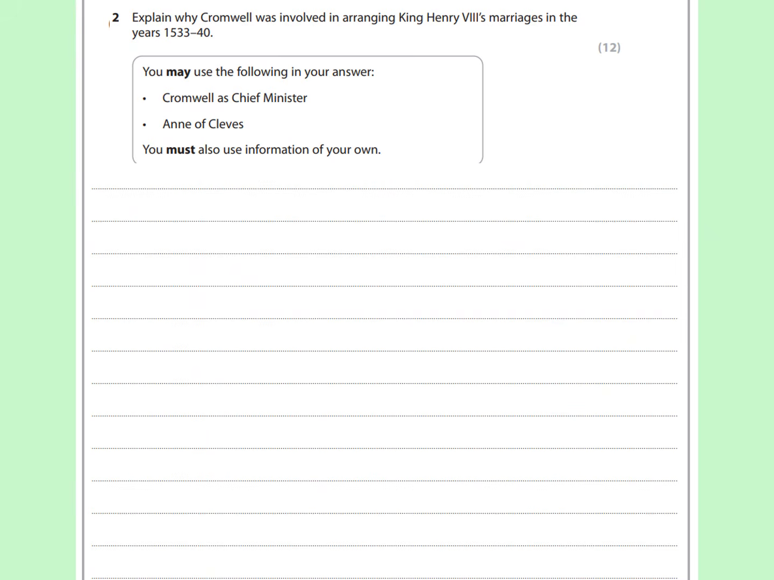Remind yourself of the question again. Explain why Cromwell was involved in arranging King Henry VIII's marriages in the years 1533 to 1540. You might want to add some bullet points of your own so that you can see which examples you're actually going to include and tick them off as you go along. I structure my answers like this: point, example, explain and link. I'm never going to claim that my example answers on here are absolutely perfect. I've often not really got enough space to display everything that I'd like to mention on this screen, but it shouldn't be too bad and it'll give you the idea.